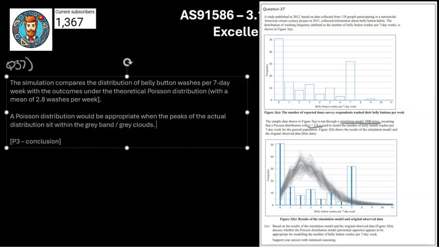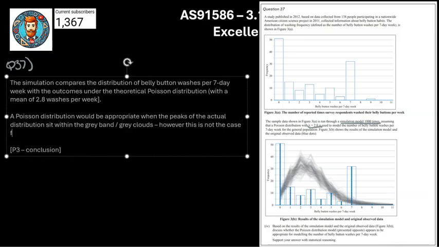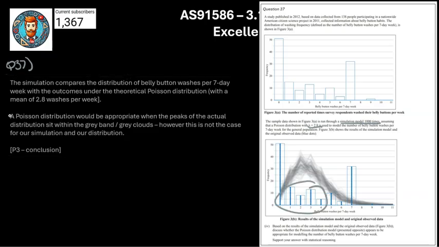So however, this is not the case for our simulation and our distribution. So we've got that there, so let's now talk about it. We can see that 0 and 7 belly button washes per week are significantly above the grey band or the grey cloud, and we can also see that the 1 to 4 range, kind of down there in the middle, is also quite below the band as well.